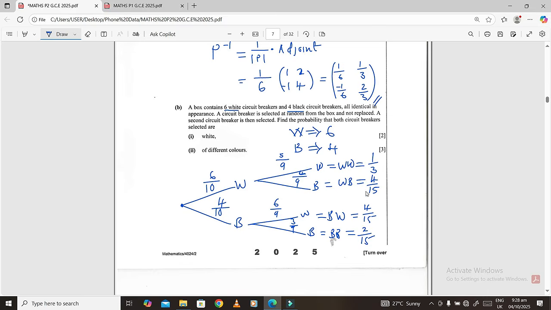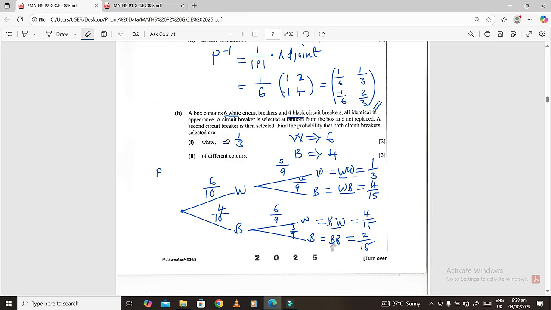So now this tree diagram will help us answer this question. Both white, it's a 1 over 3. And then here they are saying different colors. So for different colors, it's this one and this one, BW and WB. So we're simply going to say P, or let me even write something like this so that it can make sense.